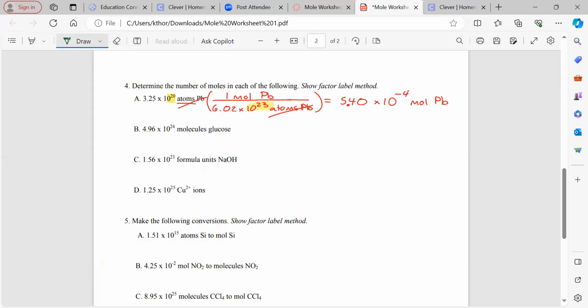4.96 times 10 to the 24th molecules of glucose. Glucose is sugar. So because we know it gave us molecules, molecules is going to be your representative particle for this problem. So you're going to put Avogadro's number on the bottom. And you're going to put 1 mole of glucose on top. You cancel out molecules of glucose.